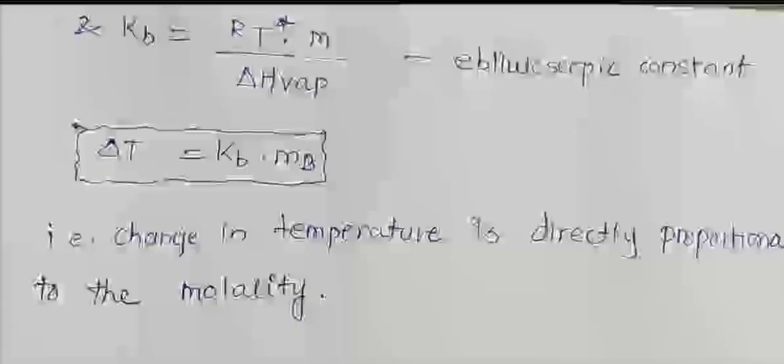Now as we know, the ebullioscopic constant is denoted by Kb. So Kb is equal to RT star square into capital M divided by delta H vaporization. So this term, RT star square into M divided by delta H vaporization, is equal to Kb. So delta T becomes Kb into mB. So the change in temperature is directly proportional to the molality. So this last equation, delta T is equal to Kb into mB, represents that the temperature change is directly proportional to the molality.